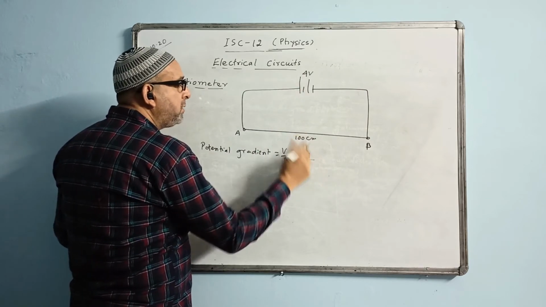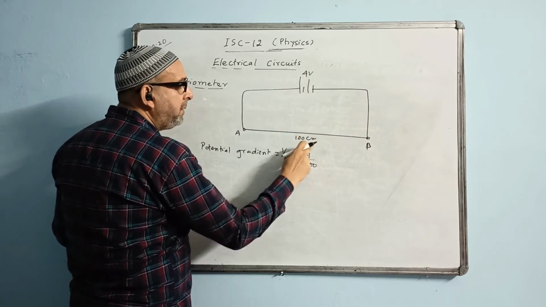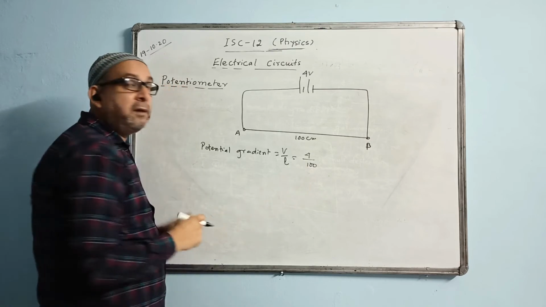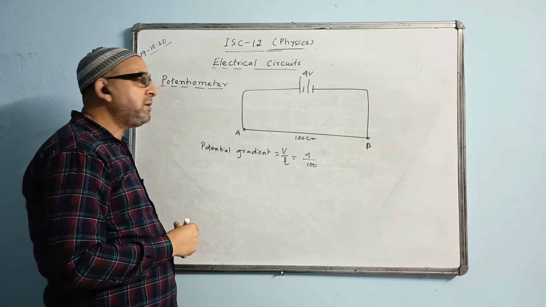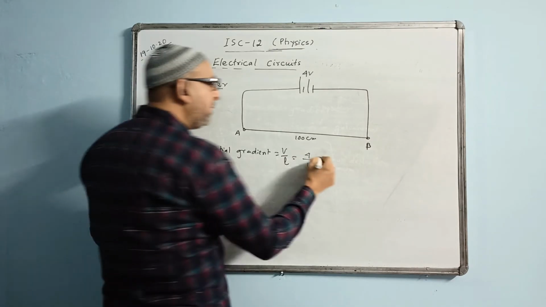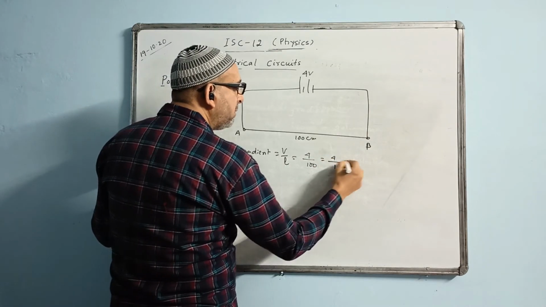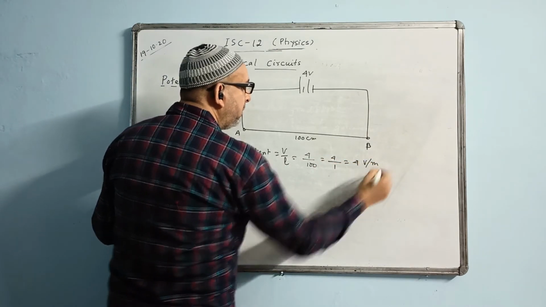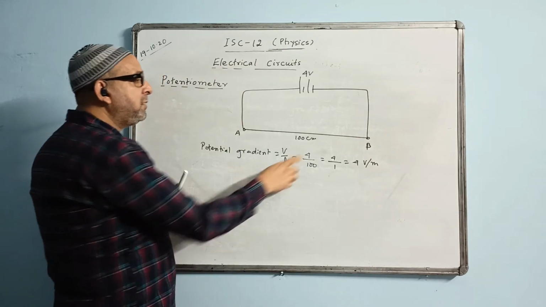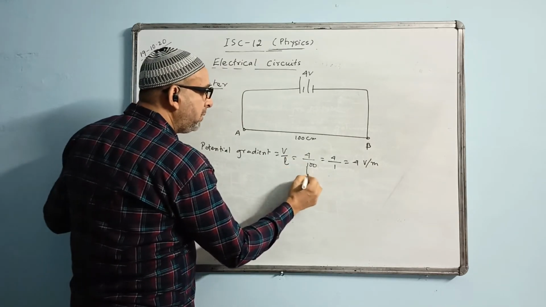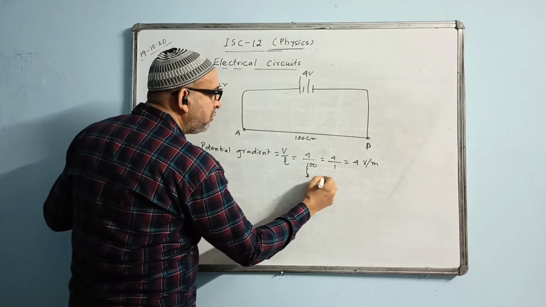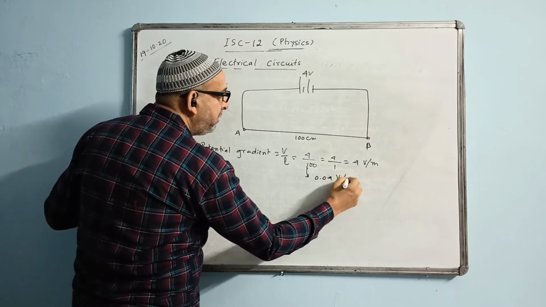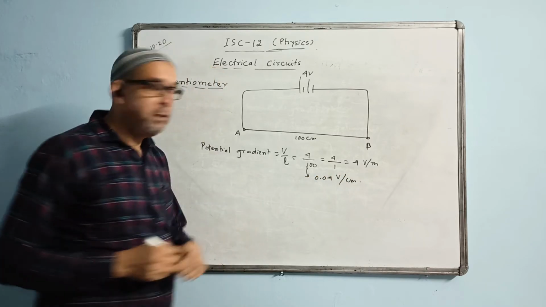4. What is the length? 100 centimeter, which you can change to meter in SI unit. 100 centimeter is how much meter? 1 meter. You can write that as 4 upon 1. The answer is 4 volt per meter. And if you don't change it, it is 4 upon 100, and the answer will become 0.04, but the unit will be volt per centimeter.